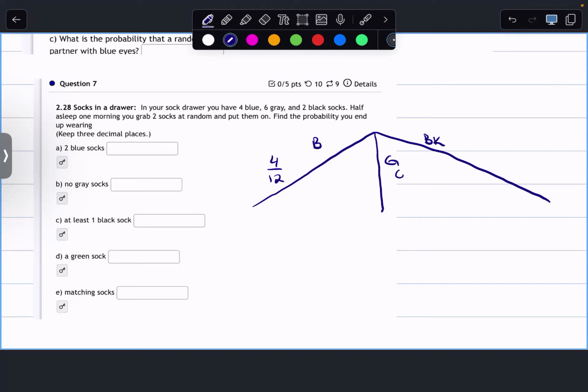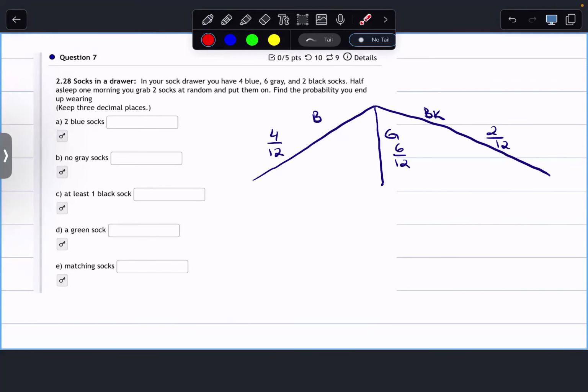My grays, I've got 6 out of 12. I'm going to keep that common denominator. You can use your calculator, but I'm not going to reduce it. And for the black socks, I've got 2 out of 12. Notice that again, this has to add to 1 because they stem from the same branch, or from the same node, I guess, top, root, whatever.